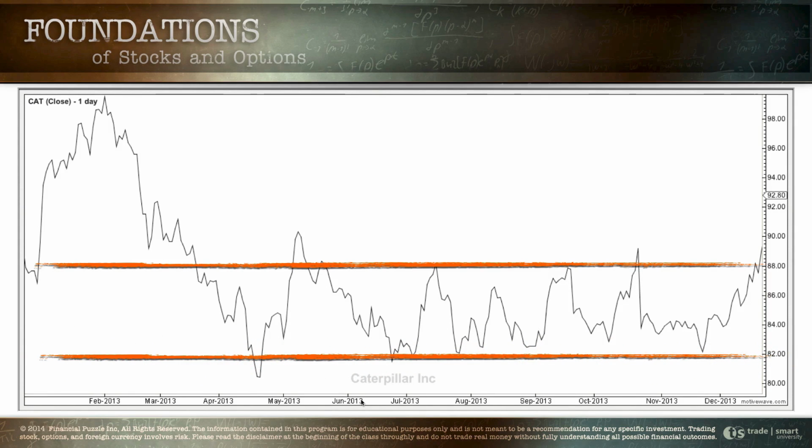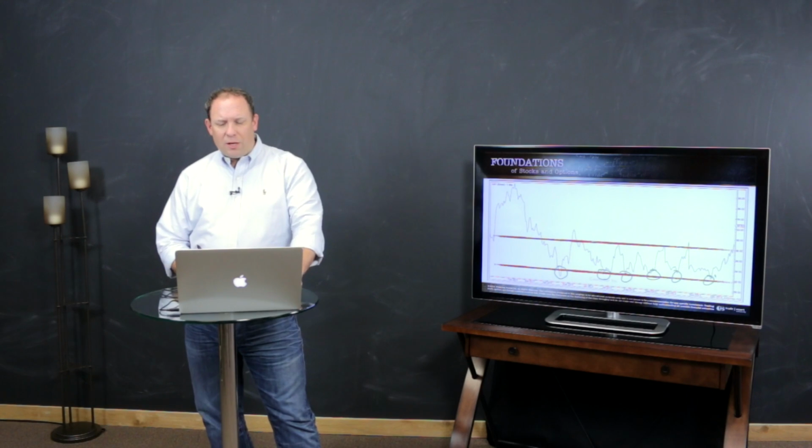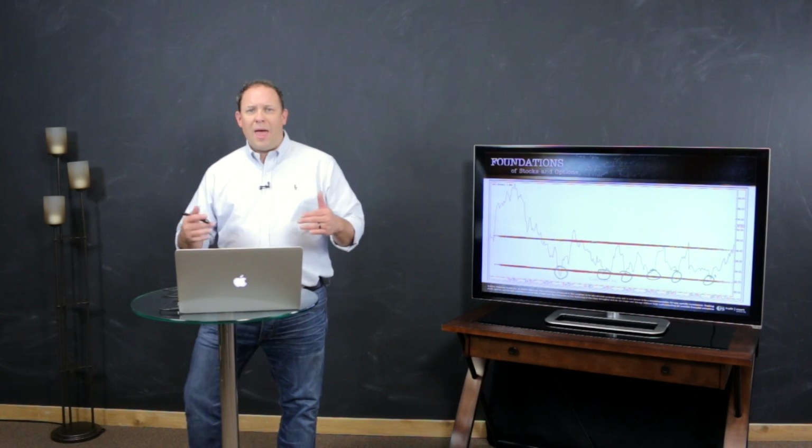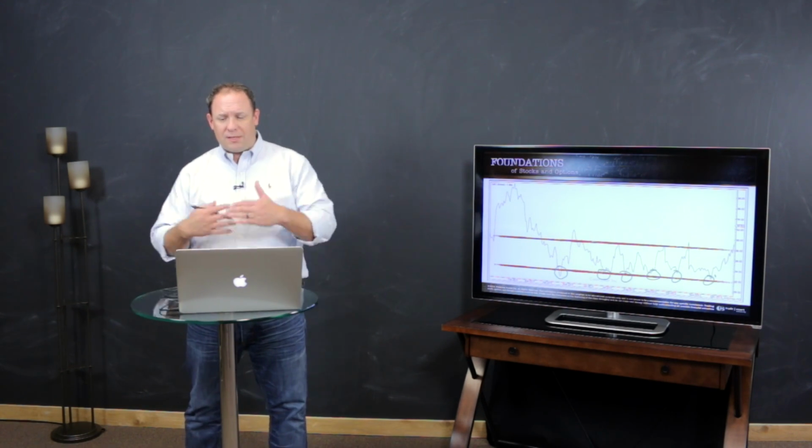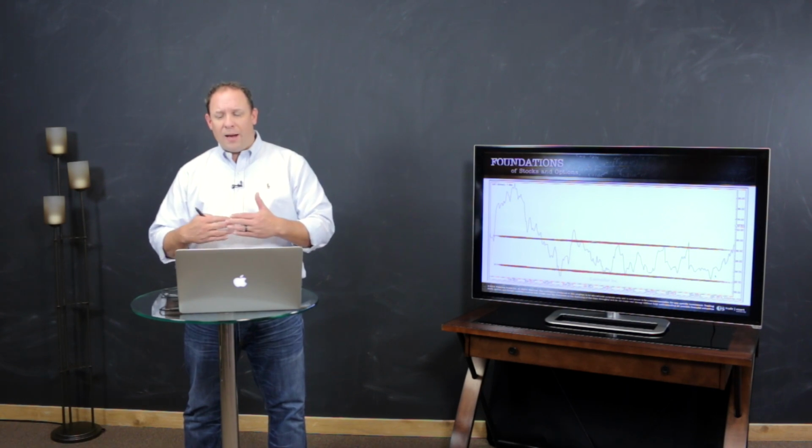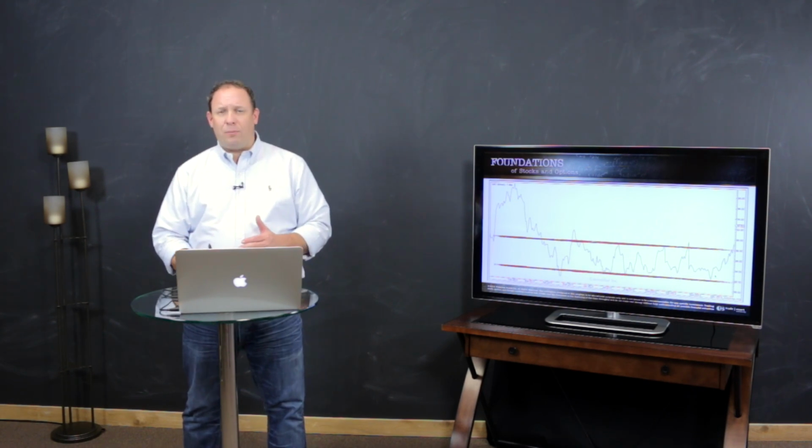We could draw a line here and we can call this support. Notice what happens. Every time we get down here, for whatever reason, the buying pressure starts to build. It's not always exactly to the penny, but it's pretty close, right there around $82 per share. And so you can see we can draw a line across this chart, and around $88 a share, the selling pressure starts to build, and around $82 a share, the buying pressure starts to build.